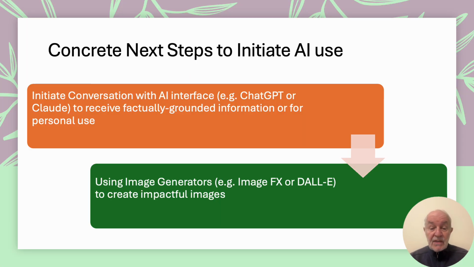Well, there are some concrete next steps that you must consider, we believe. The first of these is really just to initiate a conversation with an AI interface, such as ChatGPT or Claude or one of the other tools, to receive factually grounded information or simply for personal use. Further, you can use image generators, such as those mentioned on the slide, ImageFX or DALL-E, to really create impactful images. This was done during the COVID pandemic, to better communicate information through visuals in contrast to the written word.